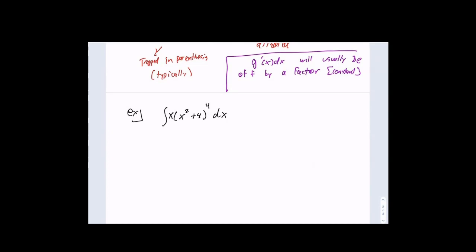Now, when I look at this problem, I could expand. I could go x squared plus 4 times x squared plus 4 times x squared plus 4 times x squared plus 4. But that doesn't seem reasonable. And then I have to multiply that by x. This problem is not meant to do that.